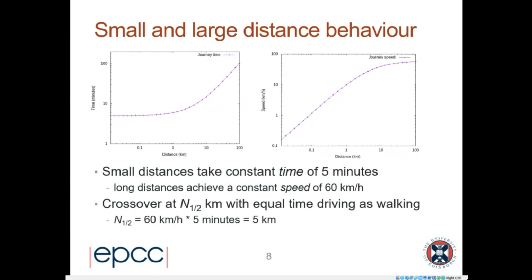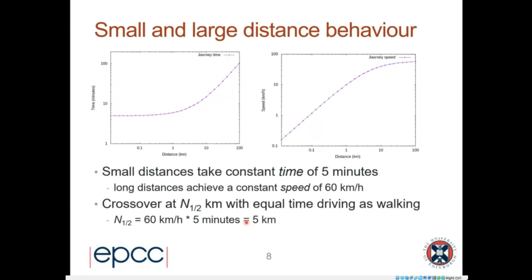Okay. And this is called n.5, equal driving time as walking. When the latency is equal to the journey time, that's what you call a modest size message. So the n.5 is 60 kilometers per hour times 5 minutes, which is 5 kilometers.